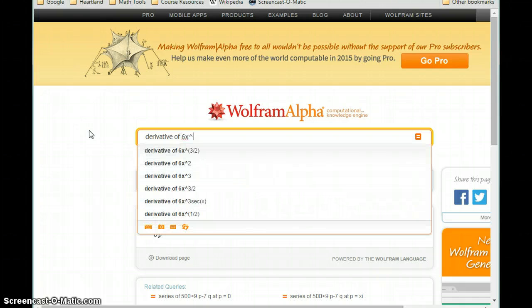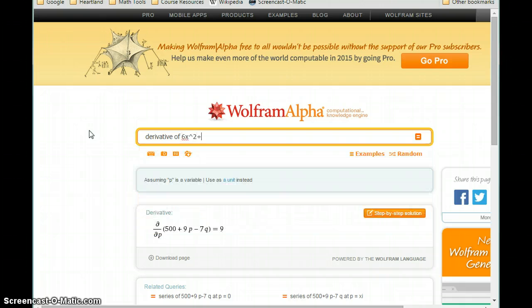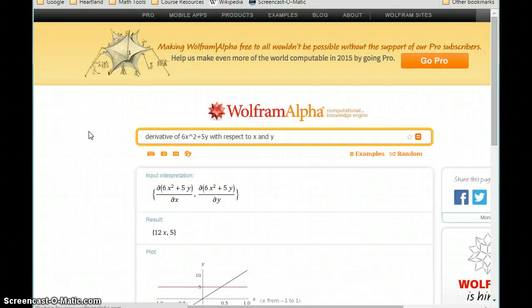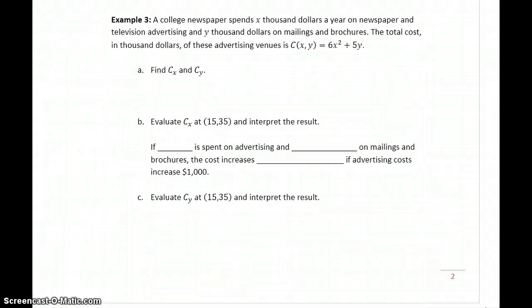of 6x squared plus 5y with respect to both x and y. So again, we get both of those results output at the same time with a comma separating. So one result is 12x, the other is 5. So this tells us that C sub x, the derivative with respect to x, is going to be 12x, and the derivative with respect to y will be 5.